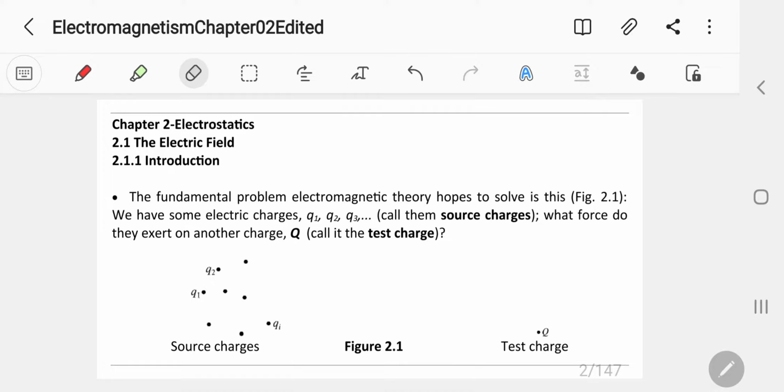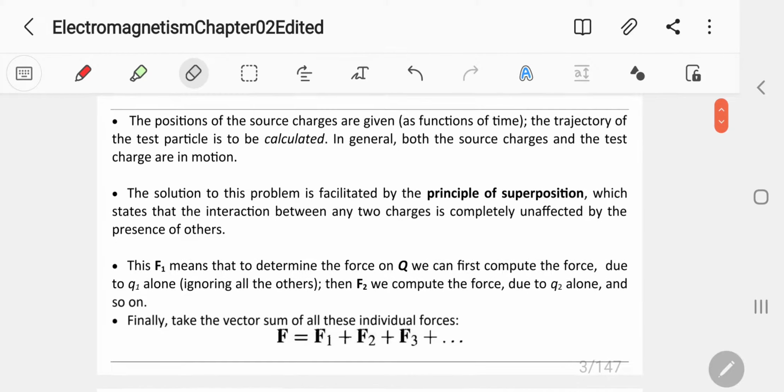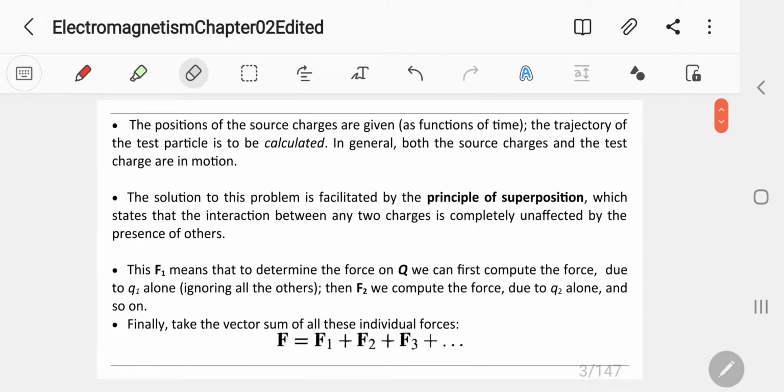So how will we do that? In general, the positions of the source charges are functions of time. The trajectory of the test particle then is to be calculated. In general, both the source charges and the test charge are in motion, but in electrostatics, we assume that they are at rest relative to each other.